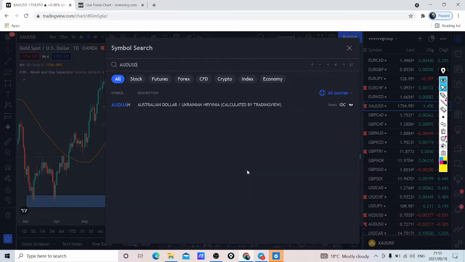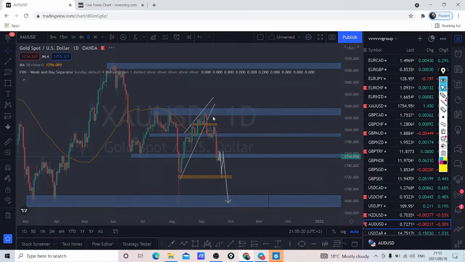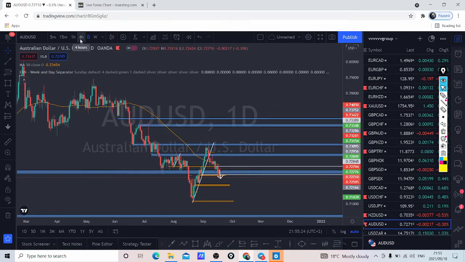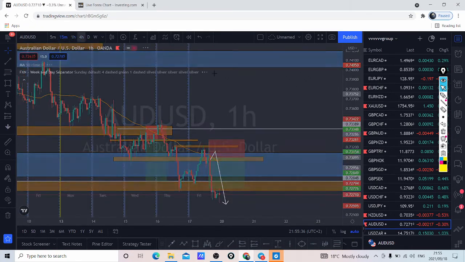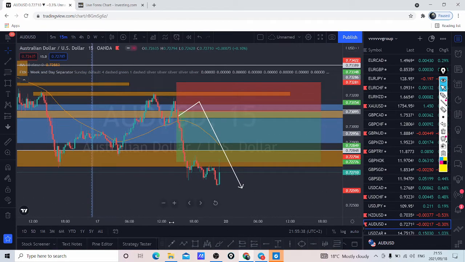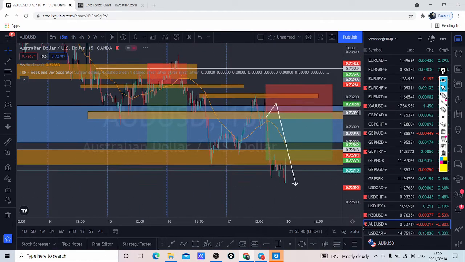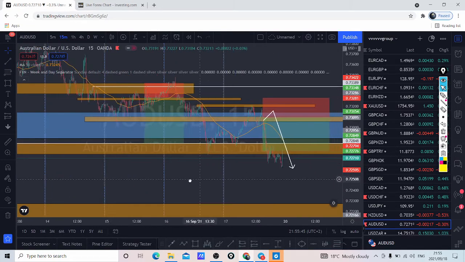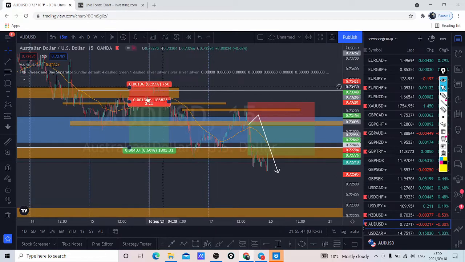AUDUSD. This was a perfect setup on Friday. We sold on Friday. On Thursday I lost $200, as we all know. I entered, everything was perfect, but I lost. There are times when you do all of your analysis correctly, but the market still kicks you out. So I lost money. The $200 here was gone, but here I was able to recover.